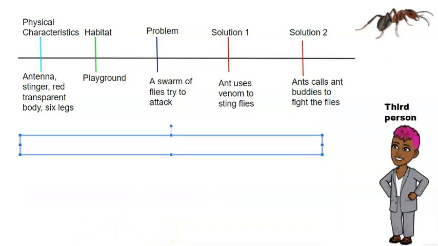Hi scholars, now I'm showing you how to go from a timeline to a paragraph using 3rd person, meaning you're outside the story, you're narrating, telling what happens in the story. So I'm going to start by saying in the playground, a swarm of flies prepare to attack the fire ant.